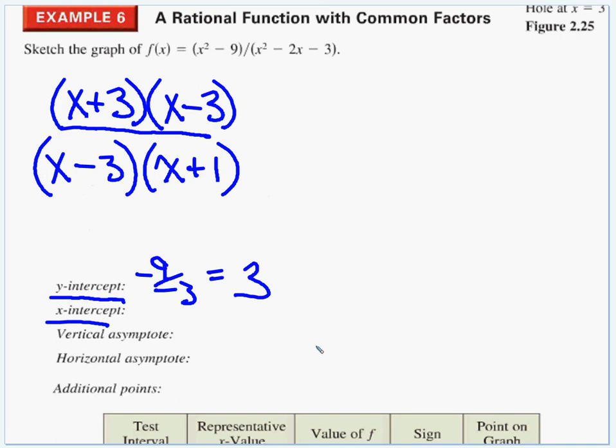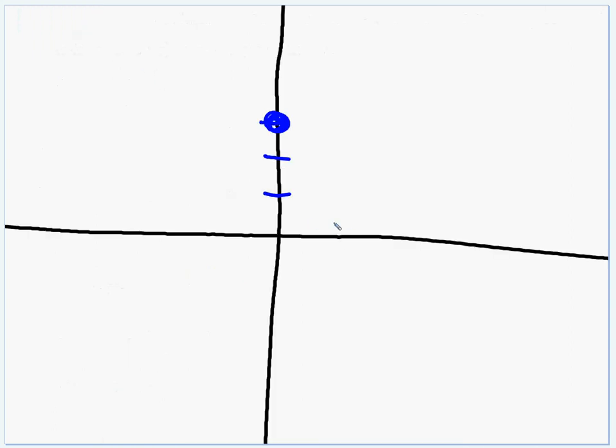Next up, the x-intercepts. That's where you set your numerator equal to 0. And since it's already factored, we'll set this one equal to 0 and get -3. And we'll set this one equal to 0 and get +3. So x-intercepts at plus and -3. 1, 2, 3. 1, 2, 3.